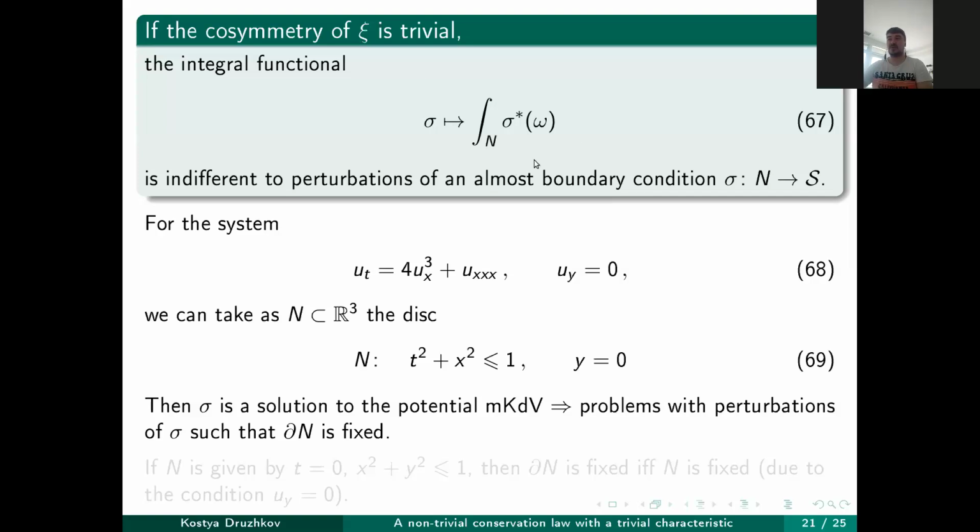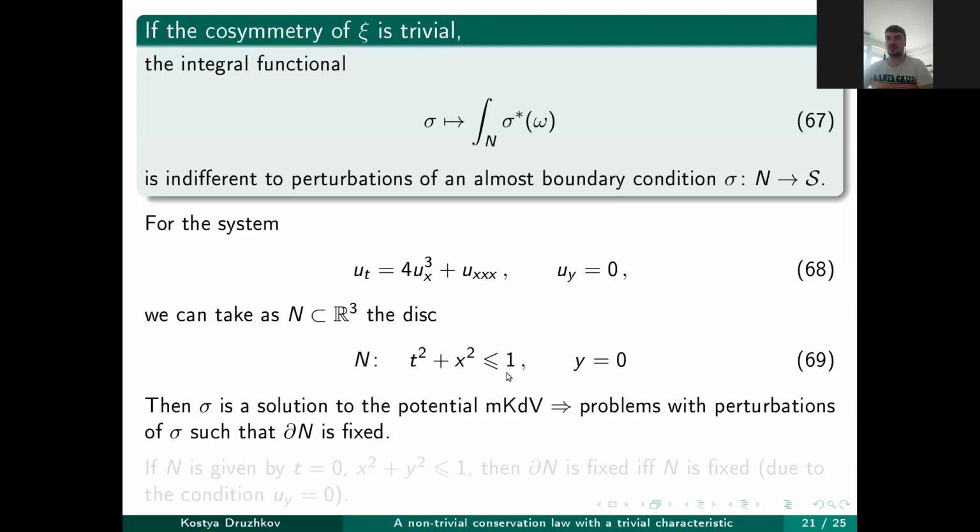But this interpretation doesn't explain the following observation. Let me be specific about these problems with perturbations. Let's consider the original system itself, the most important system of this talk. We can take as n the disk. It must be two-dimensional, something two-dimensional. So let's take the disk with the boundary circle. The disk lying in the plane y equals to 0. Then sigma, being an almost boundary condition, must be a solution to the potential mkdv. But this solution to the potential mkdv must remain unperturbed on the circle, t squared plus x squared equals to 1.